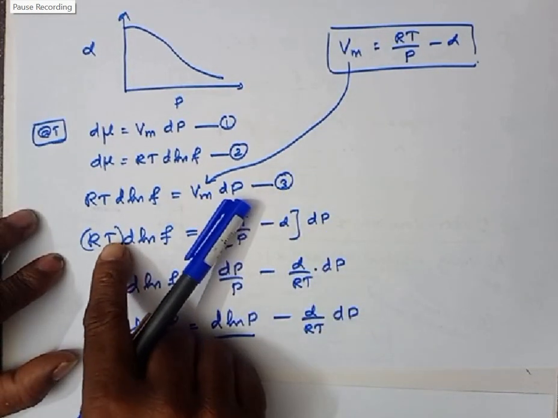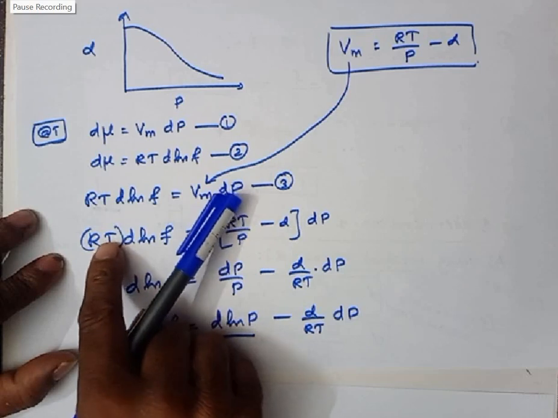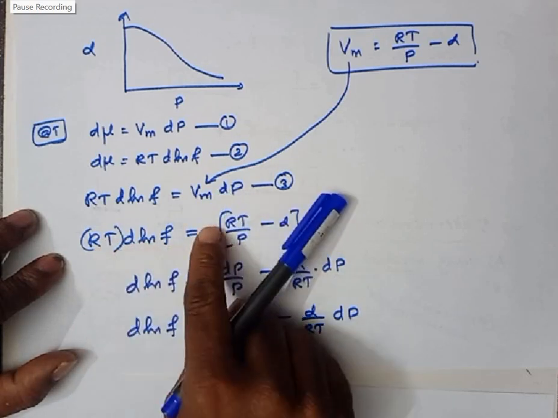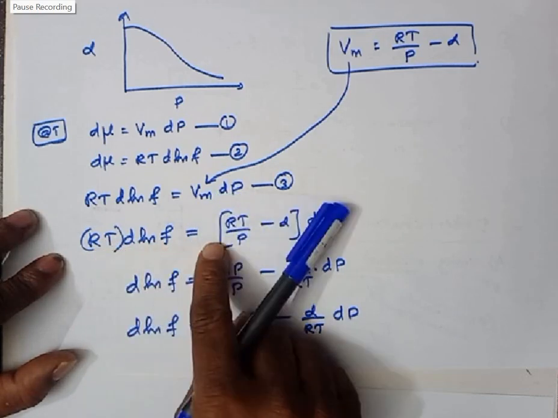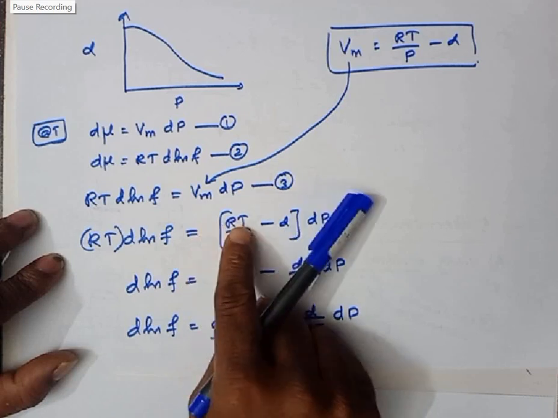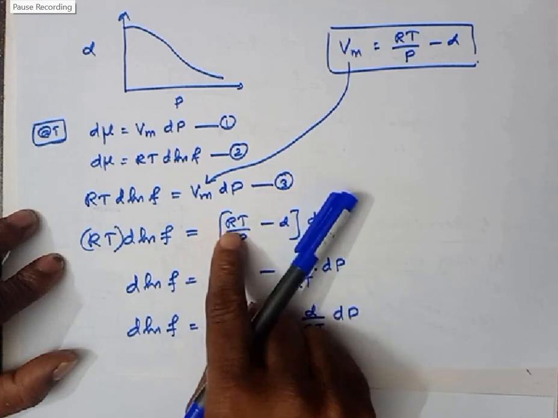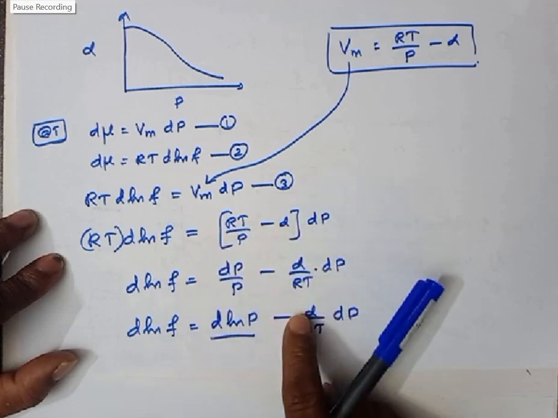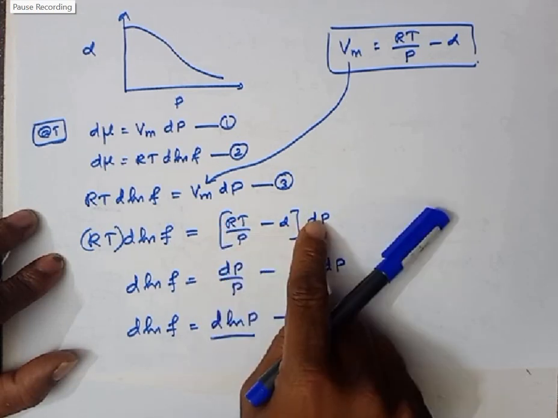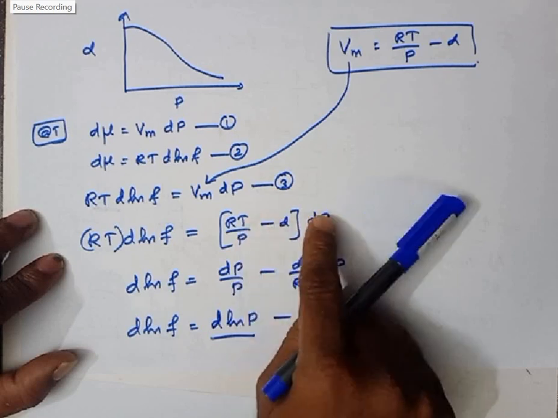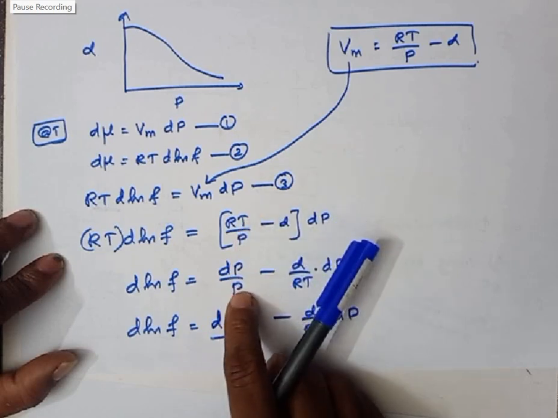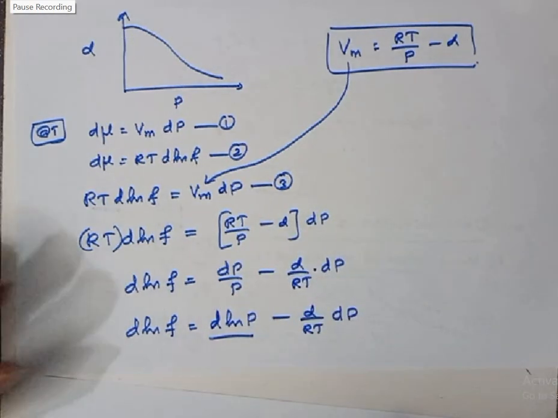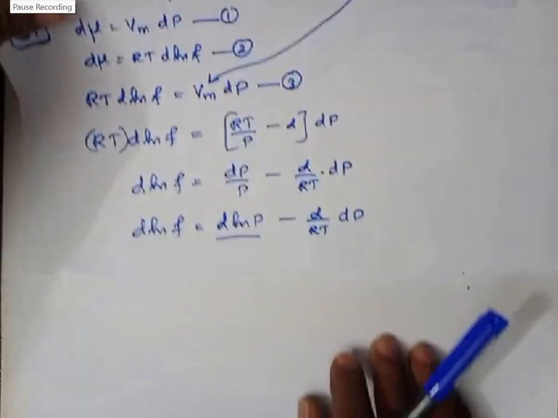Now bring RT, which is on the left hand side, to the right hand side. So you'll get 1 by RT. This RT comes here as 1 by RT. Then multiply here and here. If you bring it inside, RT cancels here, and here you'll get RT. Multiply with the dP also, so here you'll get dP by P, and here you'll get alpha into dP. Take note. Now I'm going to integrate.